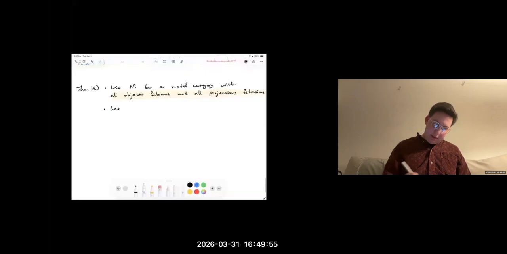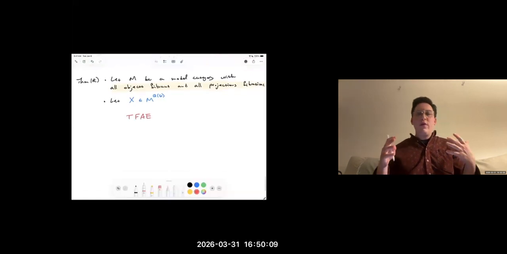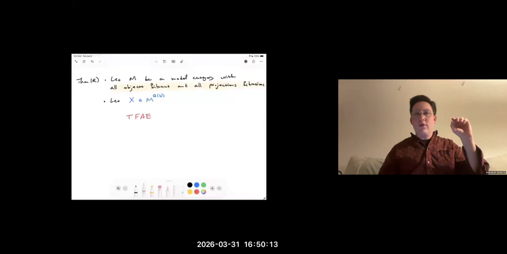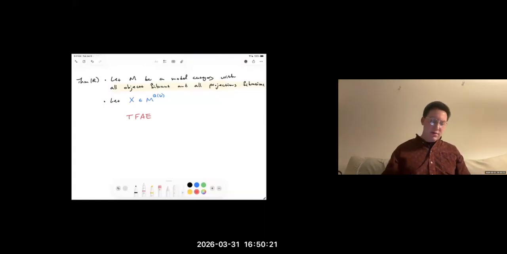So let X be a diagram M with shape in the given quiver. Then the following are equivalent. What it really is, is a bijection between Reedy structures on the quiver and certain other kinds of conditions on the graph itself, on the diagram X itself, I mean.